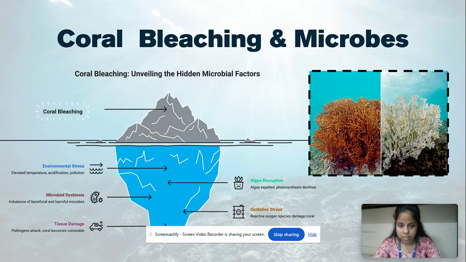Tissues will be damaged, which results in oxidative stress as reactive oxygen species are produced, which damage the coral body inside. Then it will lead to microbial dysbiosis, an imbalance of the beneficial and harmful microorganisms. Then algal disruption will happen. The algal symbiont will be expelled, which declines photosynthesis and eventually leads to coral bleaching.